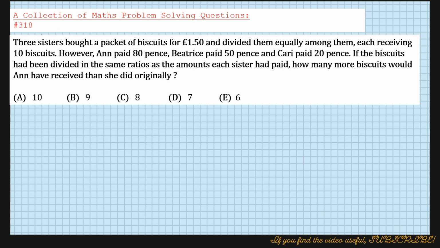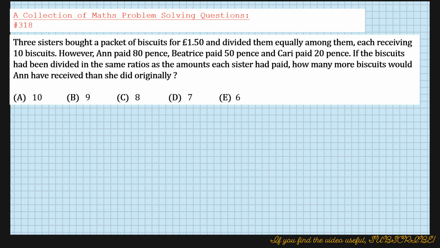Three sisters bought a packet of biscuits for £1.50 and divided them equally among them, each receiving 10 biscuits. However, Anne paid 80 pence, Beatrice paid 50 pence, and Cari paid 20 pence. If the biscuits had been divided in the same ratios as the amounts each sister had paid, how many more biscuits would Anne have received than she did originally?